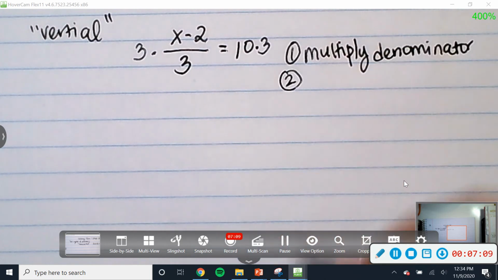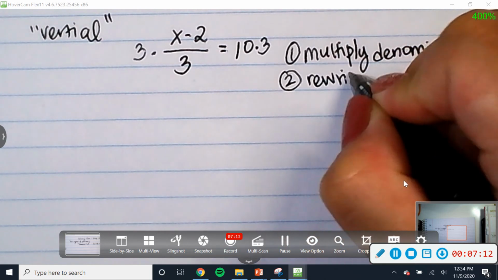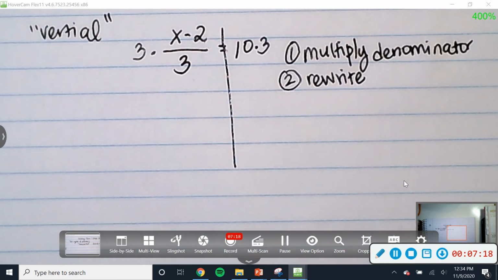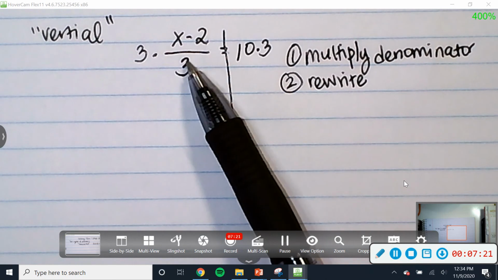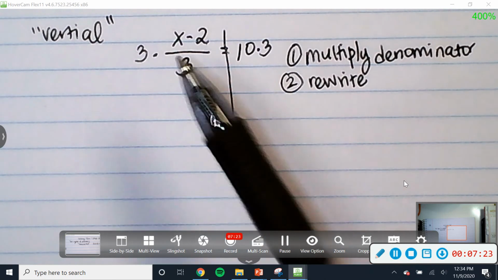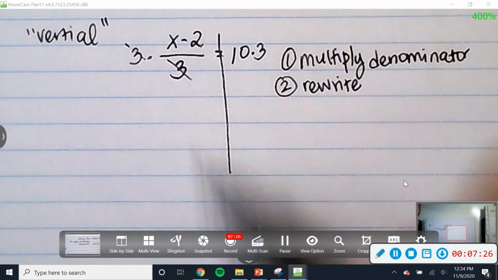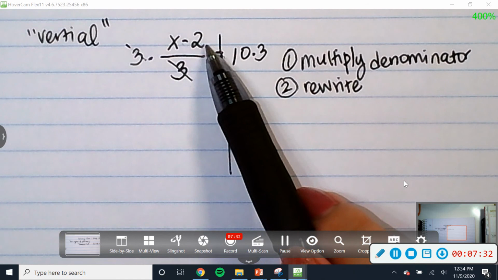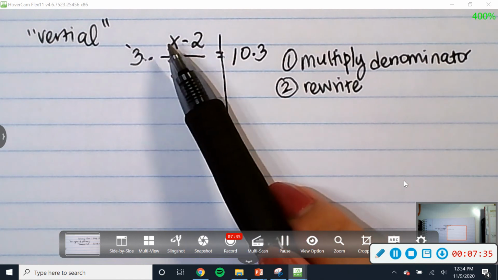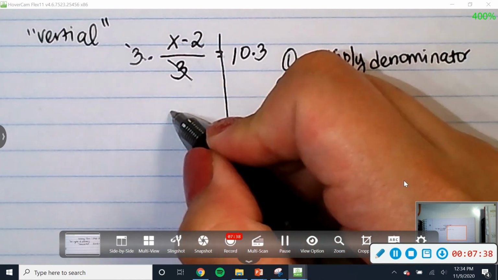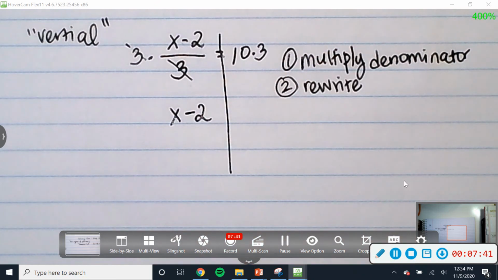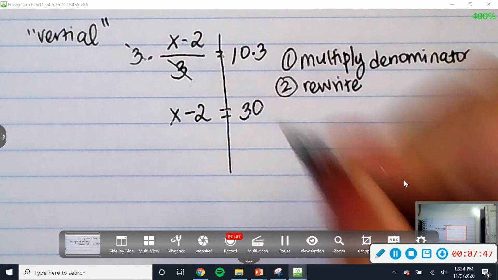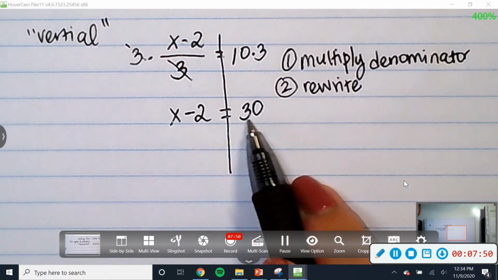Our step number 2 is going to be to rewrite our equation. So I can draw the line to separate the two, and I need to rewrite the left side. So because I have a 3 and a 3 here, these will cancel out once I divide, because that was the reason why we multiplied by 3. When you're rewriting these problems, make sure that you write out the entire numerator. So whatever was originally up here, you keep that exactly the same. So I just write x minus 2. On the right side, we can actually calculate 10 times 3. That would equal 30.